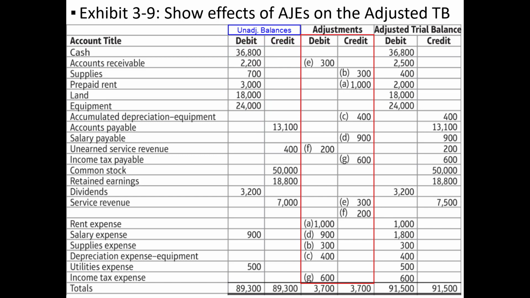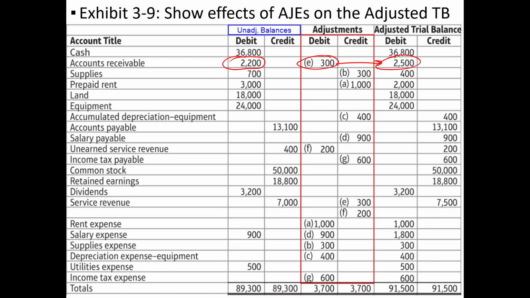But realize it's the adjustments. These are the effects of the AJEs. We're posting these not just in the ledger accounts, we're also showing these things in the trial balance. So in the case of accounts receivable, where's that coming from? Well, what you're showing here on your trial balance is that initially the accounts receivable unadjusted balance was $2,000. We had to make an accrual for another $300 to get the balance up to $2,500.